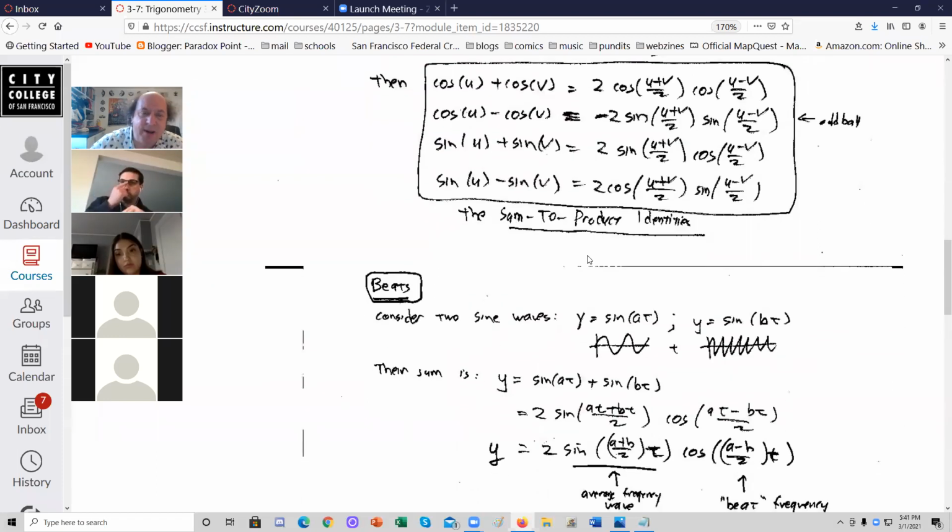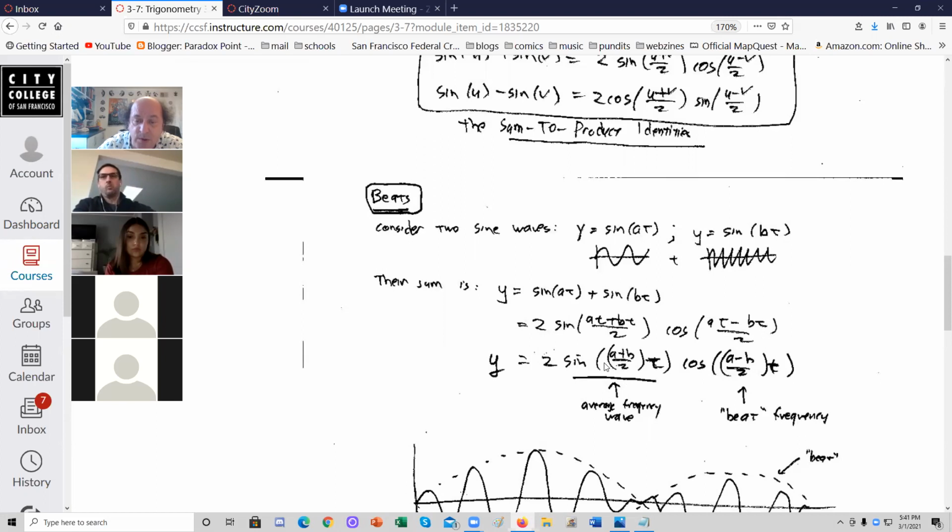Now, sum to product identities imply, among other things, beats. If you take two sine waves, such as a sound, boom, boom, and play them at the same time, so that the waves add up in the air. So the sum is sine of at plus sine of bt, and sine plus sine is twice sine average cosine half difference, twice sine of (at plus bt) over 2, cosine of (at minus bt) over 2.